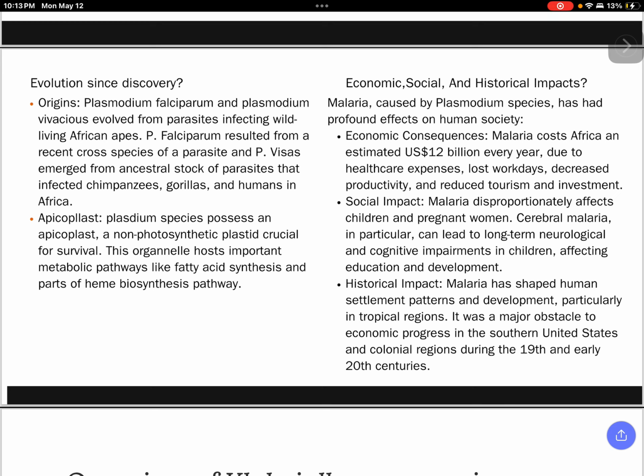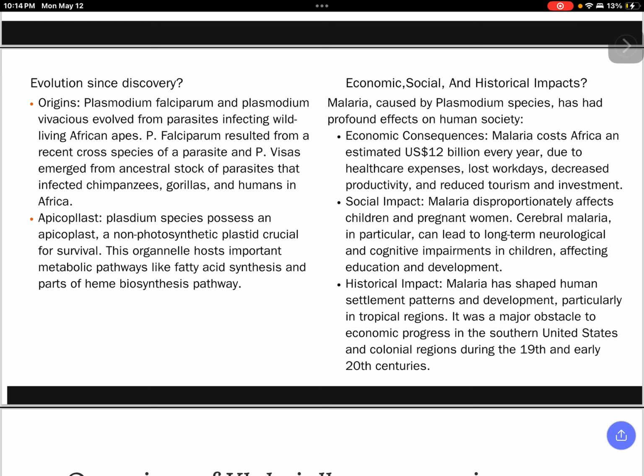Apicoplast. Plasmodium, I don't know, it's Plasmodium, anyways. The species possesses an apicoplast, a non-photosynthetic plastid crucial for survival. This organelle hosts important metabolic pathways like fatty acid synthesis and part of heme biosynthesis pathways.